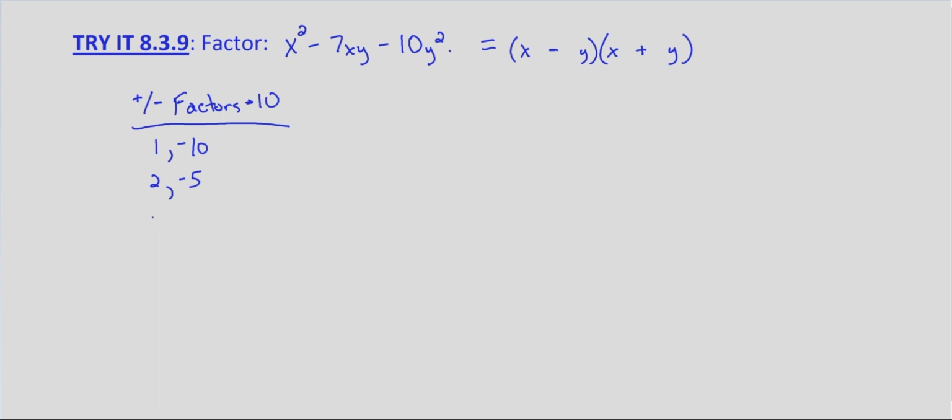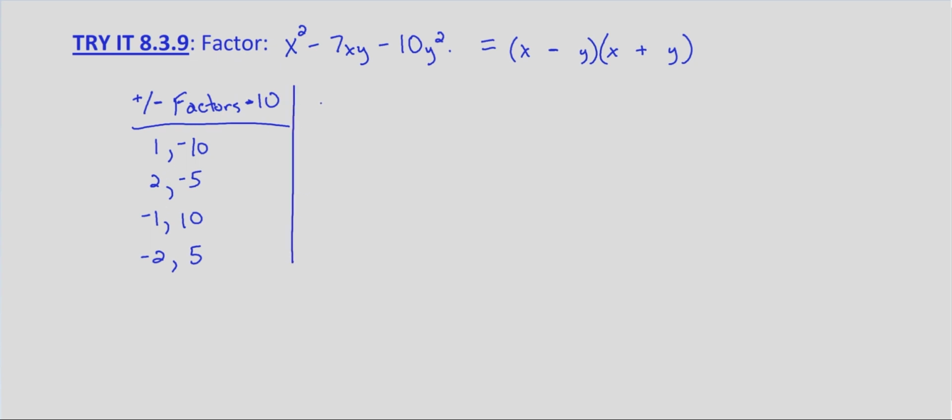So we'll start with our negatives now. So negative 1 times 10. And negative 2 times 5. And that's the only combinations that are going to get us to negative 10.